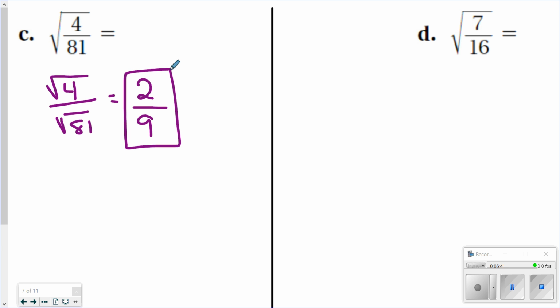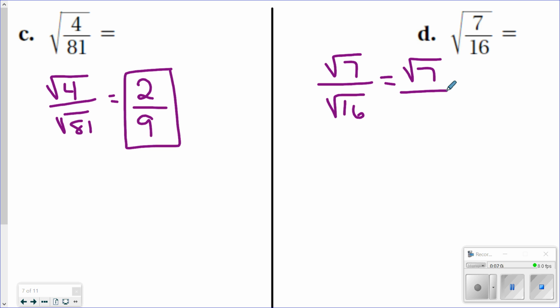Part D, I have the square root of 7 divided by 16. If I plug in 7 divided by 16 in my calculator, it's nothing pretty. So I'm just going to split this into 2 radicals. So I have the square root of 7 divided by the square root of 16. This time the square root of 7 does not simplify, so I'm just going to keep that as the square root of 7. It's not pretty. Divided by, and in this case my denominator does simplify. The square root of 16 is 4. So the square root of 7 divided by 4 is my answer.